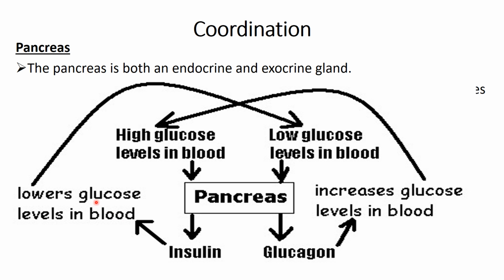But again, if the glucose levels have been lowered, we're going to have low glucose levels in the blood. The pancreas is going to detect this, and it's going to secrete glucagon. This glucagon is going to convert the glycogen back into glucose, so that there is more glucose in the blood, and the glucose levels are going to be increased. Again, if the glucose levels have been increased beyond normal, the same is going to happen.